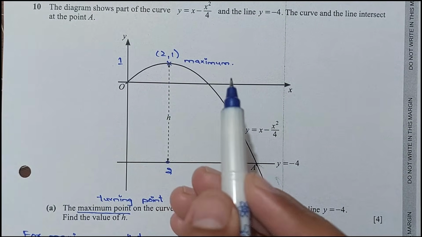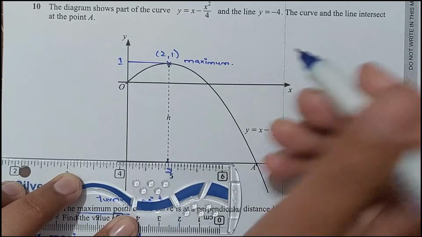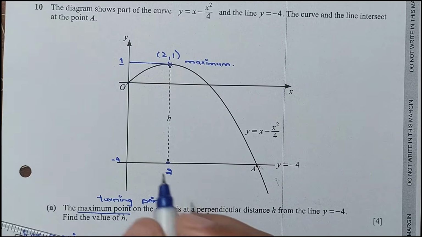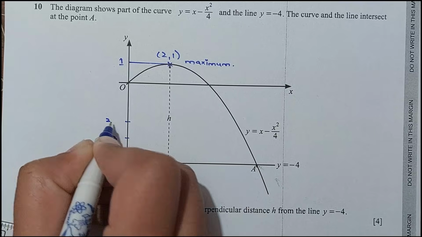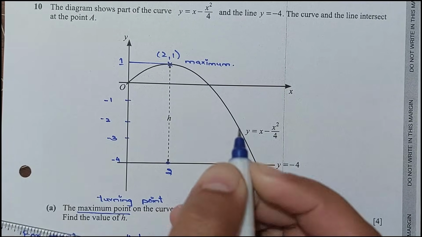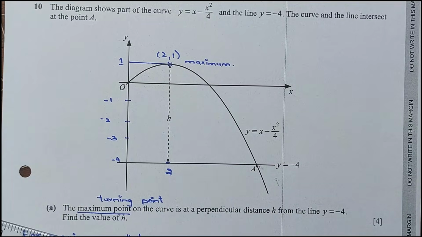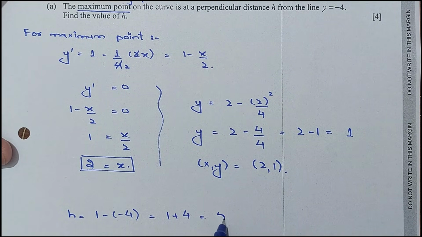This distance. Here the y is 1 and here the y is negative 4. So we have to find this distance. 1, 0, negative 4, negative 3, negative 2, negative 1. How many units is the distance? 1 unit, 2 units, 3 units, 4 units and 5 units. So h is between 1 and minus 4. This is equal to 5 units. The distance is 5 units.